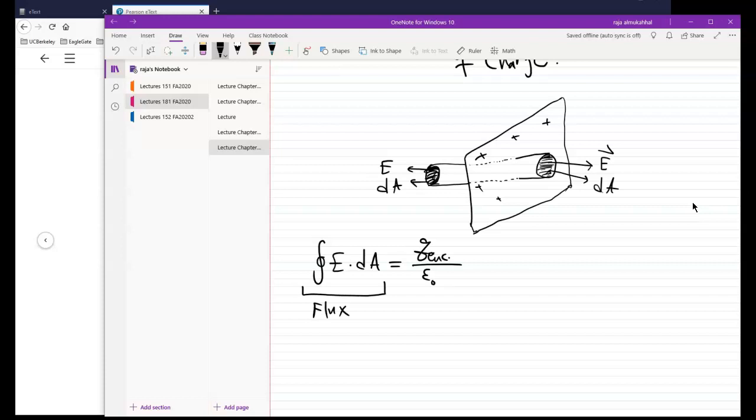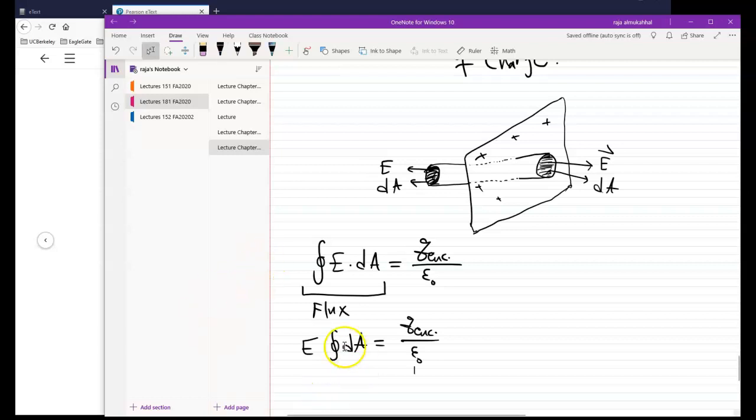That's nothing but the flux. It's just a fancy way of writing the flux. Now, since this problem is symmetric and simple, we don't need the integral. Well, let's keep the integral. Let me show you. We agree that the electric field is the same here and here, so I can take it out of the integral. So I have E integral dA equals Q enclosed over epsilon naught.